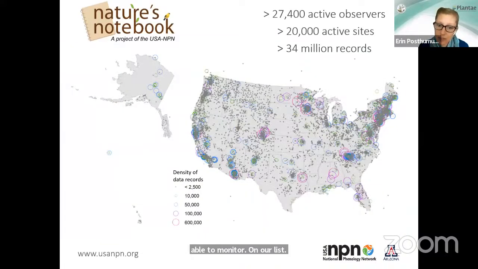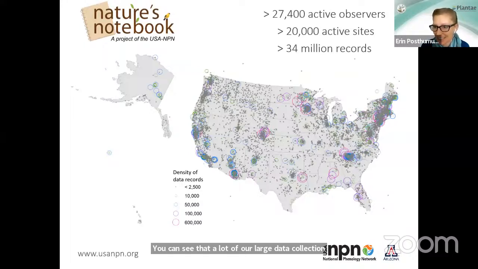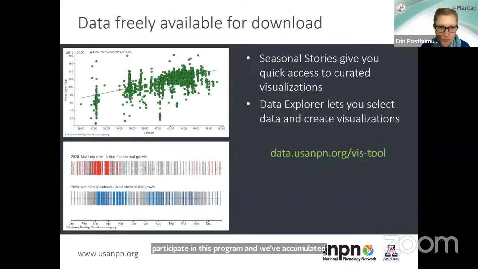This is a map that shows the data points that we have, the different data collection sites across the country. The circles denote the density of records, places where we have a lot of data coming in. You can see that a lot of our large data collection sites are based near cities. We have a lot of people collecting data where people live, which makes sense. We do have a few other places where we have some of these larger circles. Those are sites that belong to the National Ecological Observatory Network, which is another organization that participates with us. But we've had tens of thousands of observers participate in this program, and we've accumulated 34 million records.